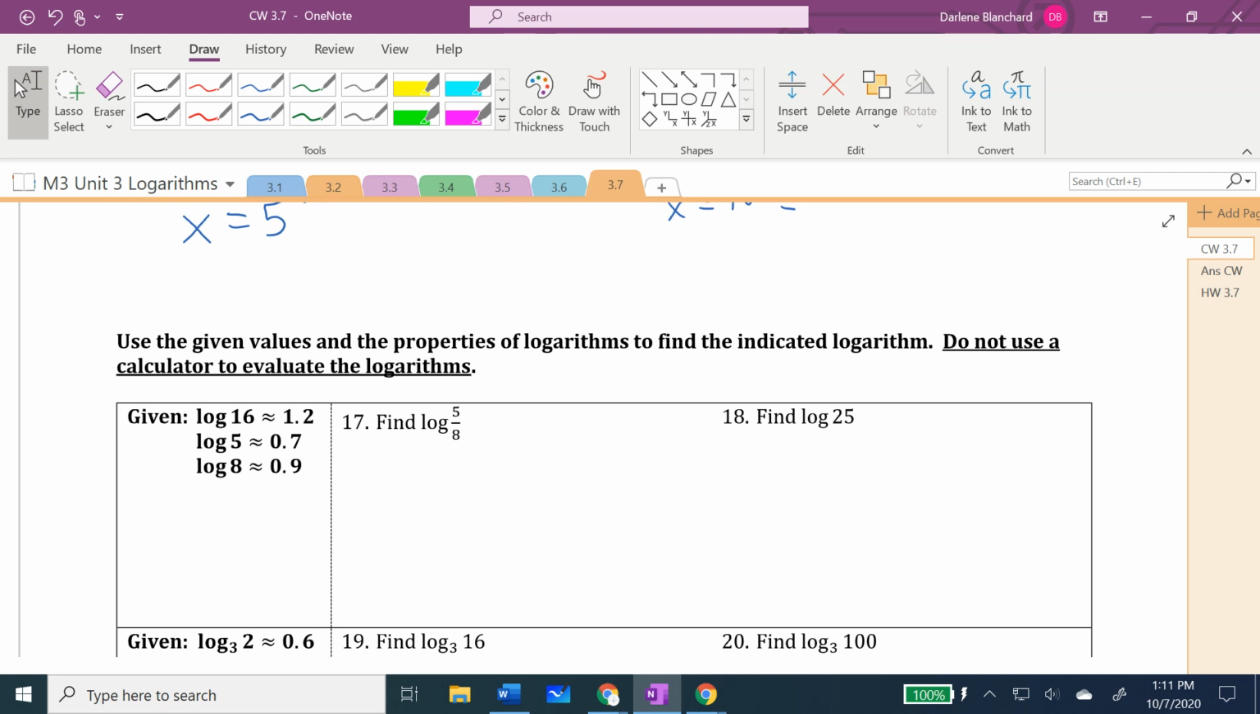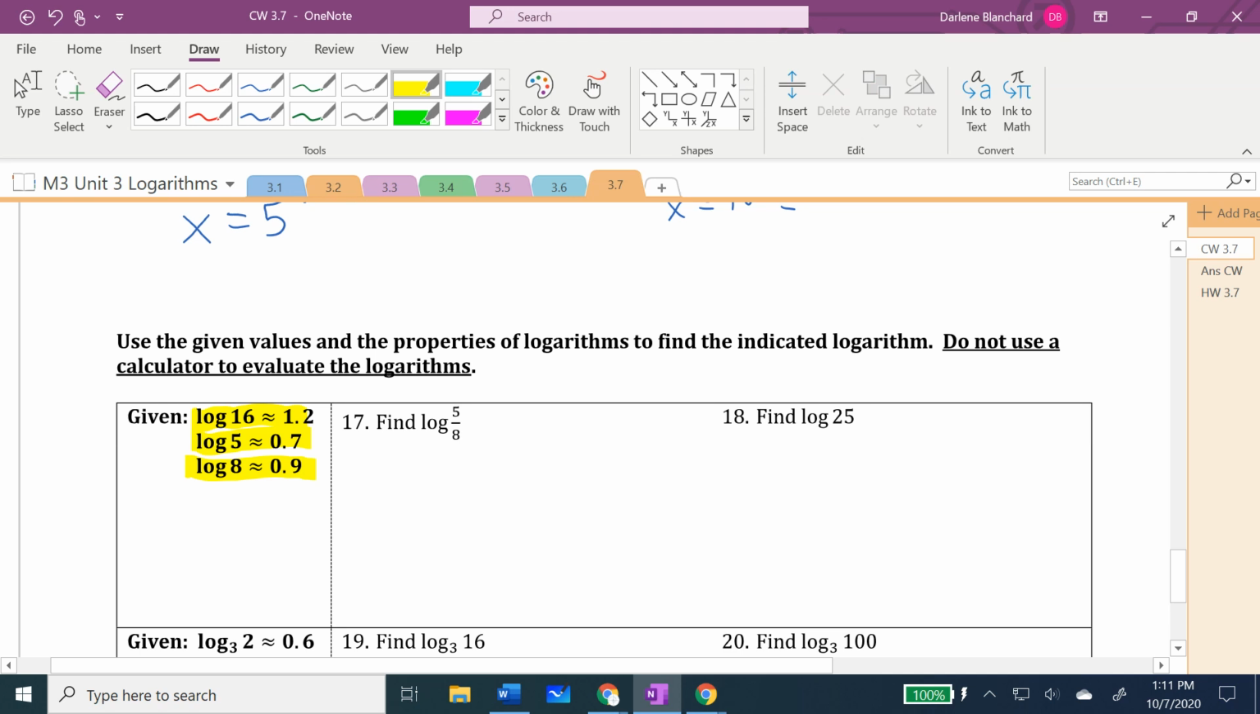Standardized testing has seriously destroyed education because we have to make sure you know how to do things that are considered math problems that really are not needed anymore. This would be among that. So you need to be ready to deal with problems like this. You're expected to not use a calculator, and you are using the knowledge that the log of 16 is 1.2, log of 5 is this number, log of 8 is this number.